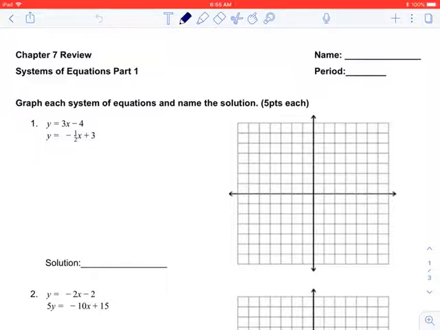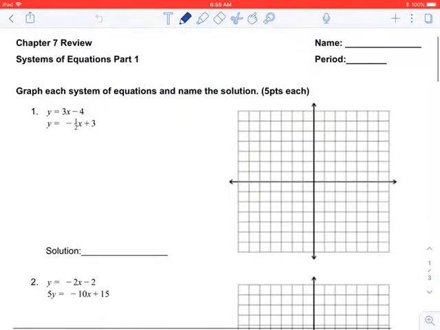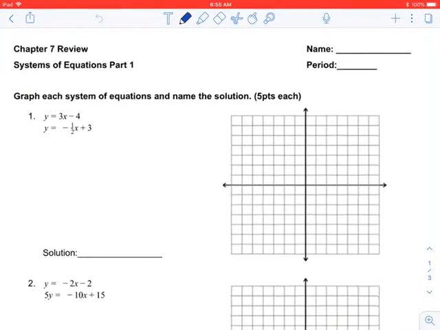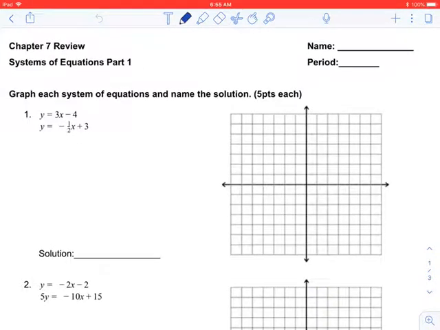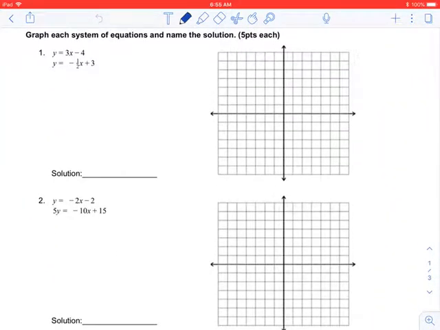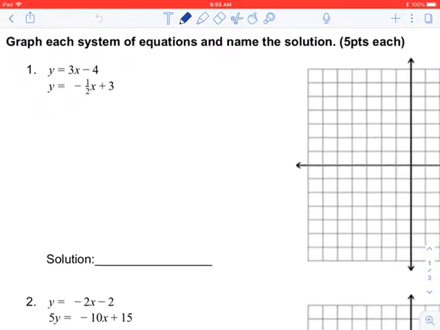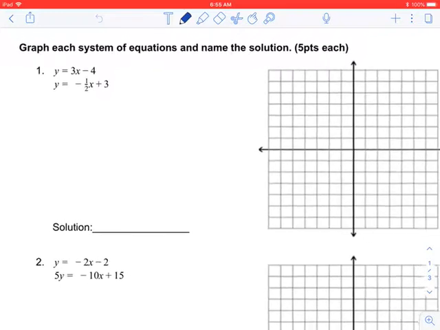All right, Algebra 1, we are coming up on our Chapter 7 test, which is over systems of equations. And basically we have three methods to solve systems, which we've been going over these past few weeks, which are graphing, elimination, and substitution. The first two here, this review is going to be very, very similar to your test. So if you can get through this, you'll be able to do pretty well on the test.